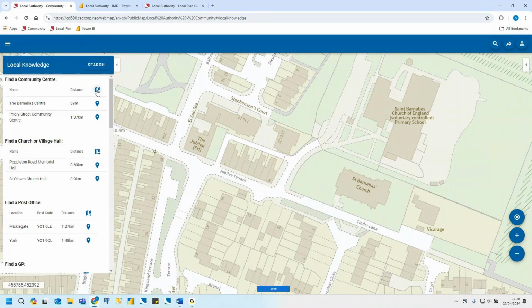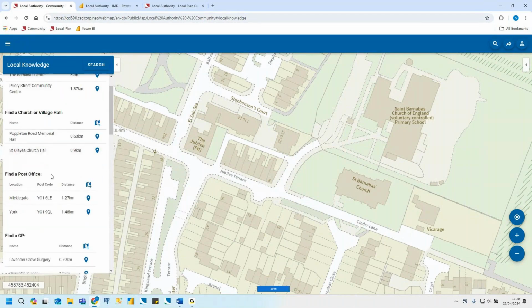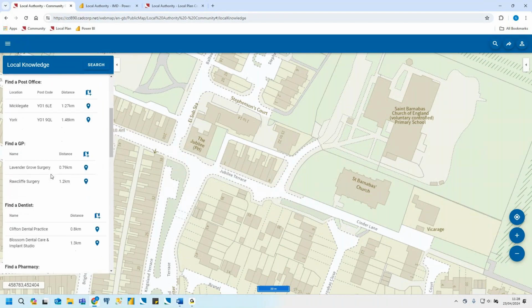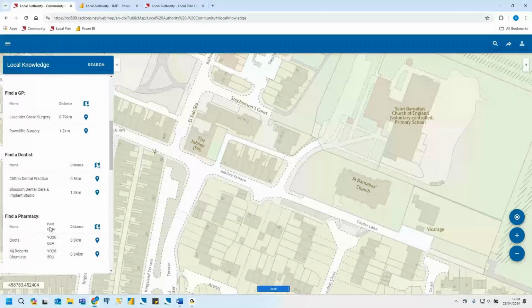And if I hit this icon here on the map, it gives us a bit of location there on the map. This local knowledge is also telling us about other community services nearby. Where's our nearest church or village hall? Maybe post office services. It's also including healthcare facilities. So where's the nearest GP, dentist, and pharmacy locations?